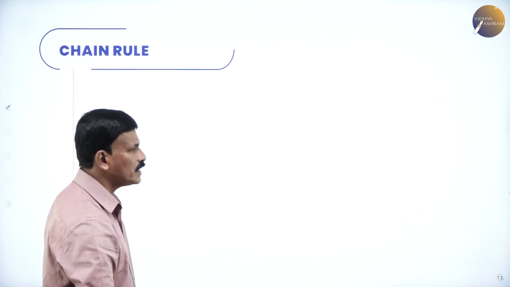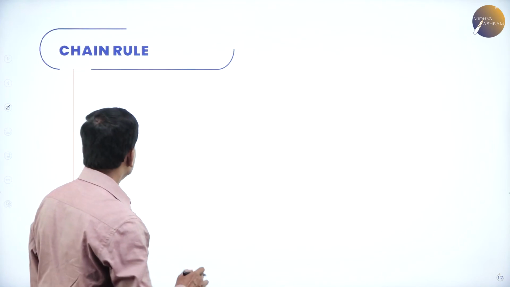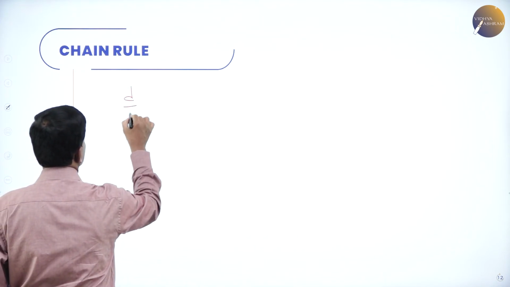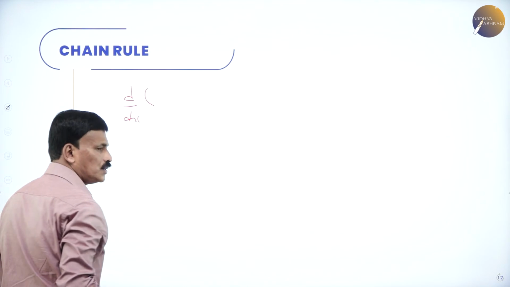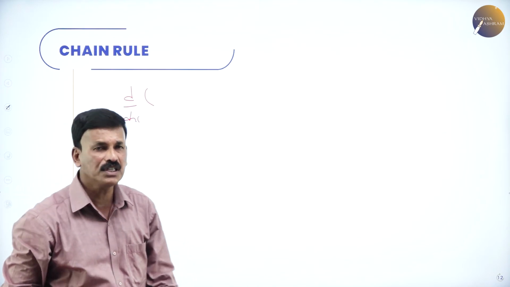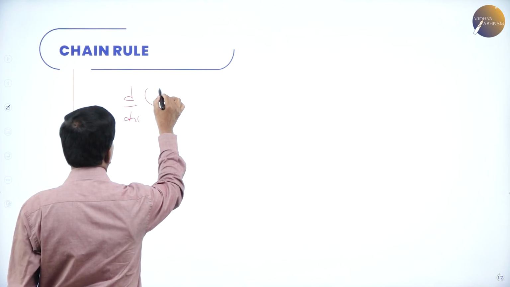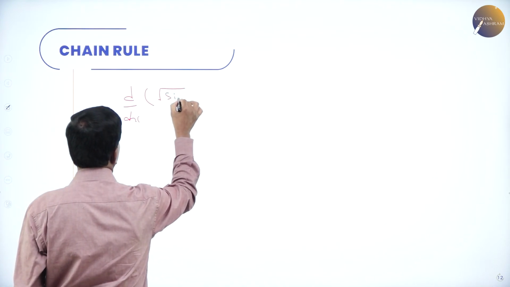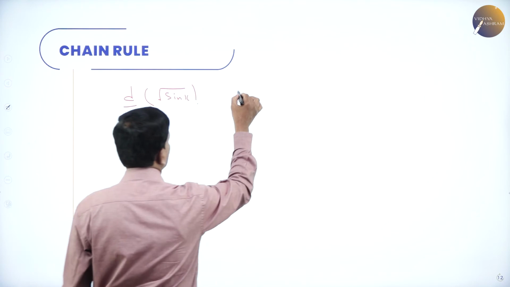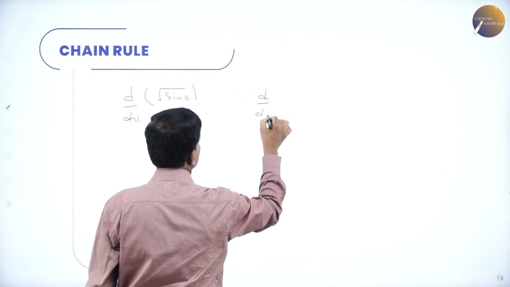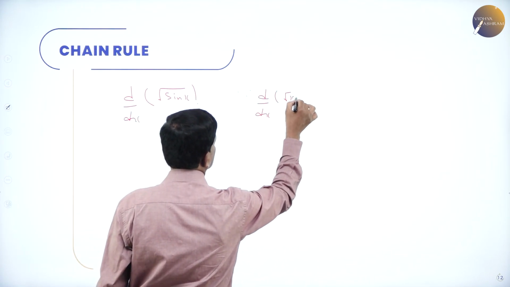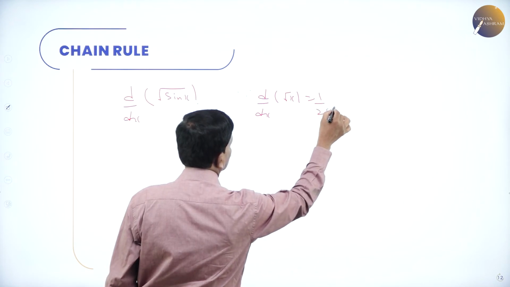Followed. Now let us take one more problem. d by dx of, now you know the derivative of root x. So d by dx of, let us consider sine root x. So we know what is the derivative of root x. d by dx of root x is equal to 1 over 2 root x.